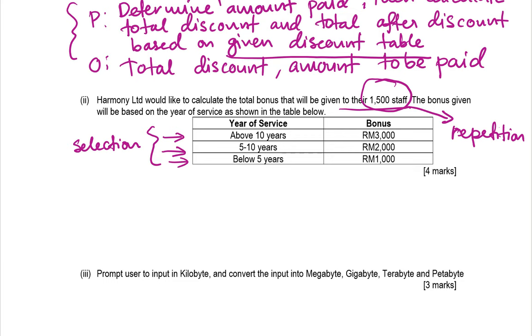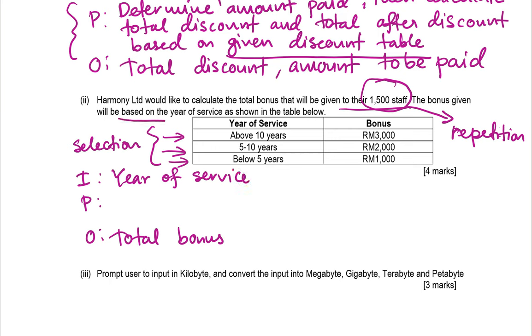So now how to write the IPO? What is the output? We are going to get the total bonus. Total bonus for how many staff? For 1500 staff. And then what is the input needed to get the bonus? Of course year of service. The question mentions that it is based on the year of service. Now how to write the process, since this question is selection and also repetition. For selection, you have to start with determine. What are you going to determine?